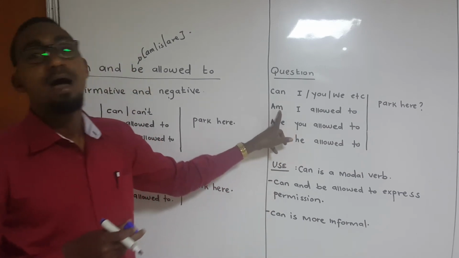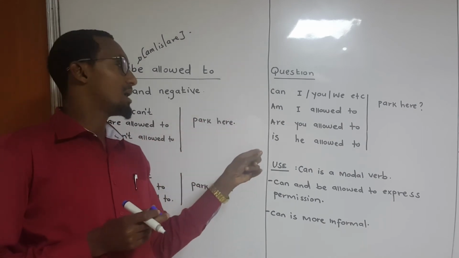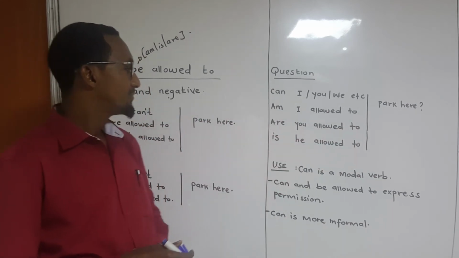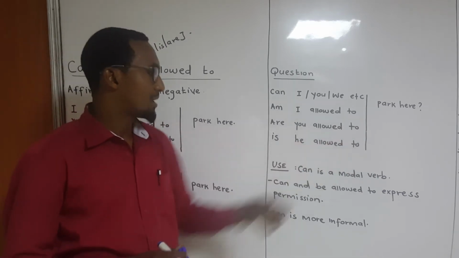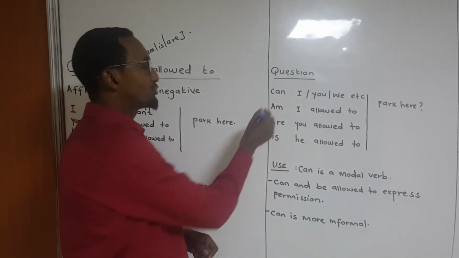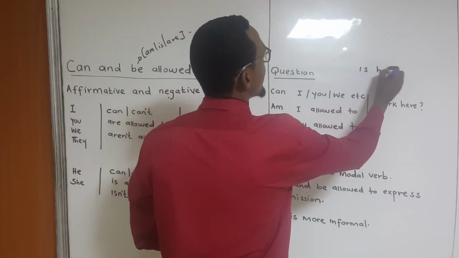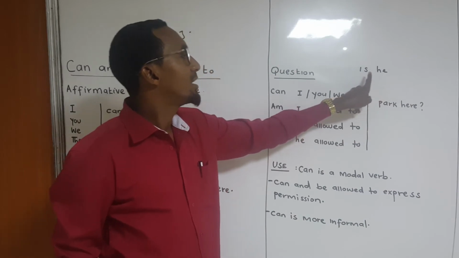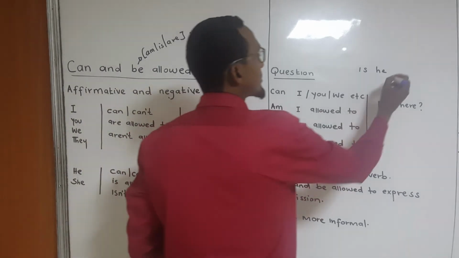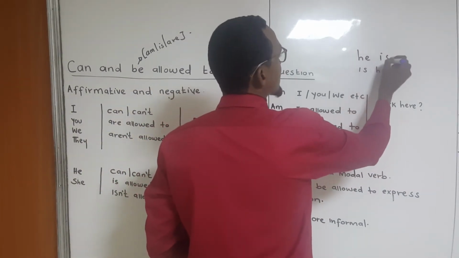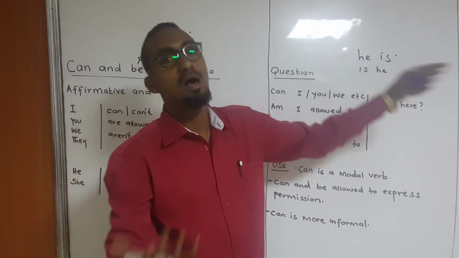We have also, am I. I am allowed. Am I allowed? Am I allowed to park here? Are you allowed to park here? Is he allowed to park here? Usually, when you want to form this question, we swap the pronoun and the auxiliary verb. You see? So this one is, he is allowed. Question, is he allowed to park here?